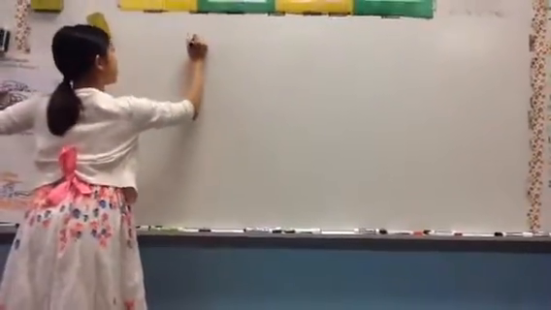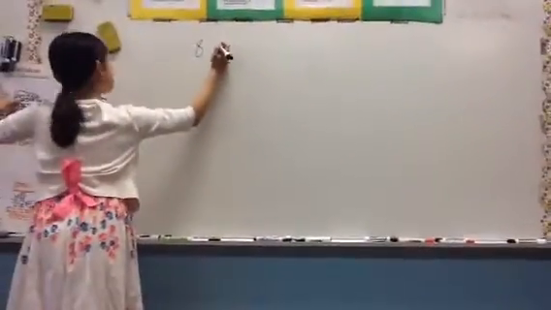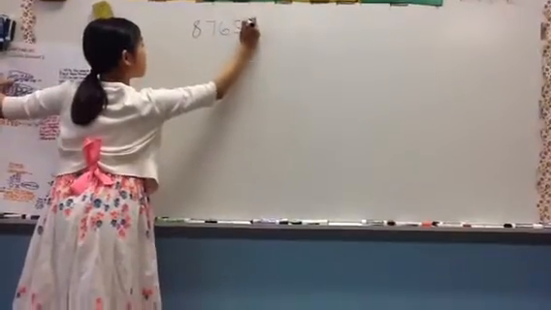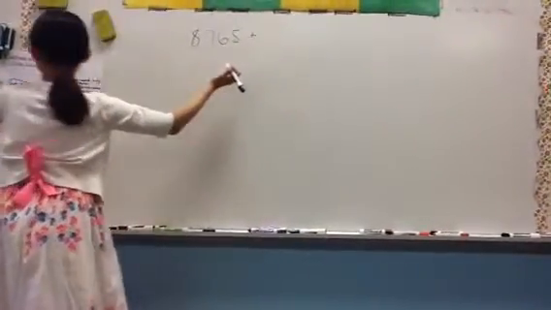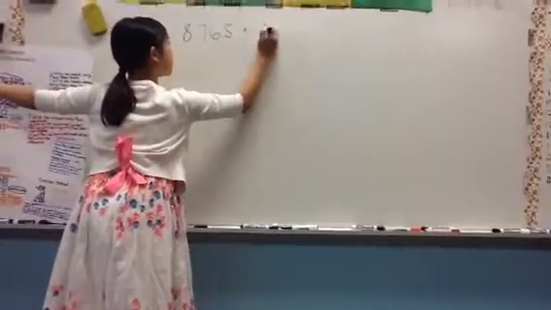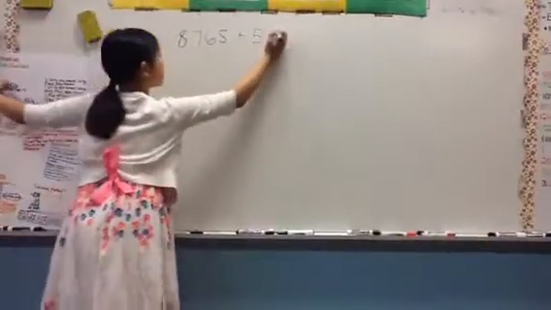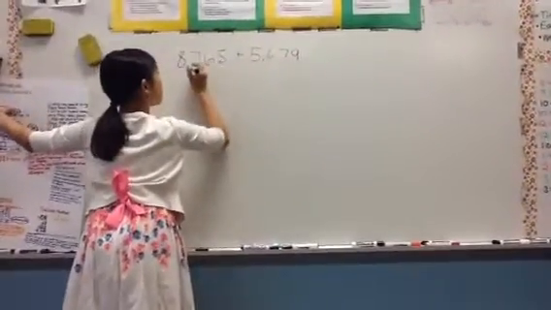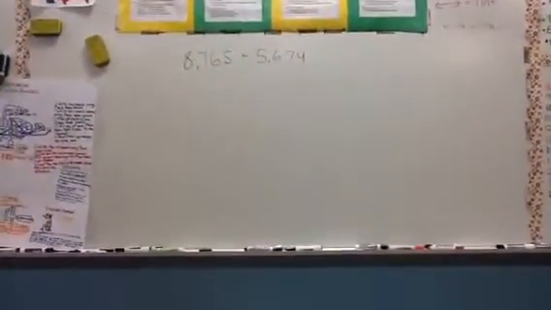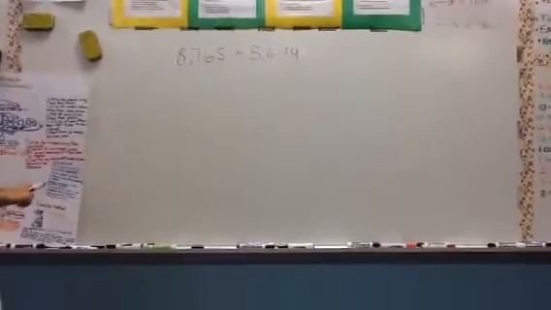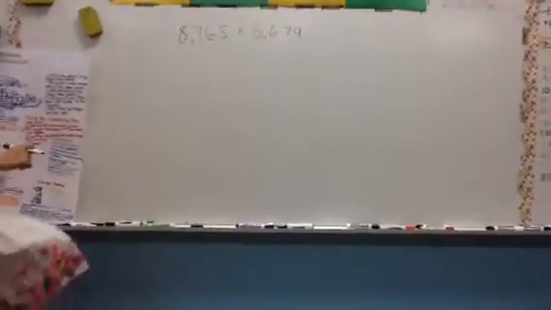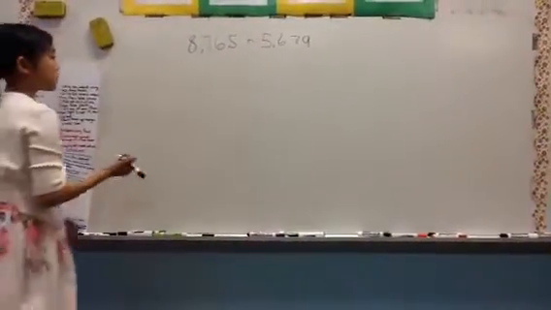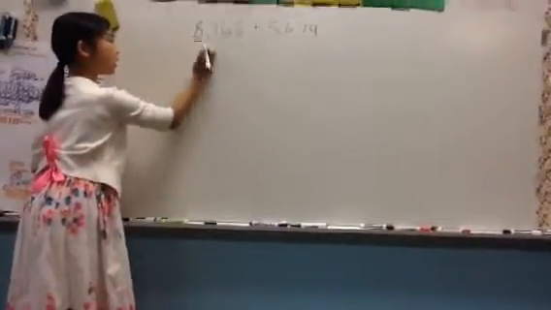How about we do 8,765 plus 5,679. First, let's write the first number with the place value blocks. Let's start with the 8,000s.